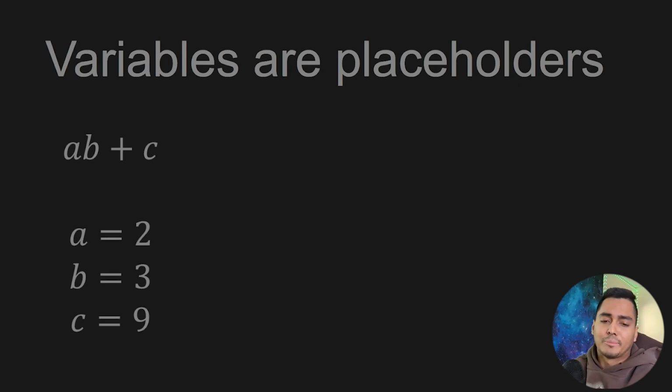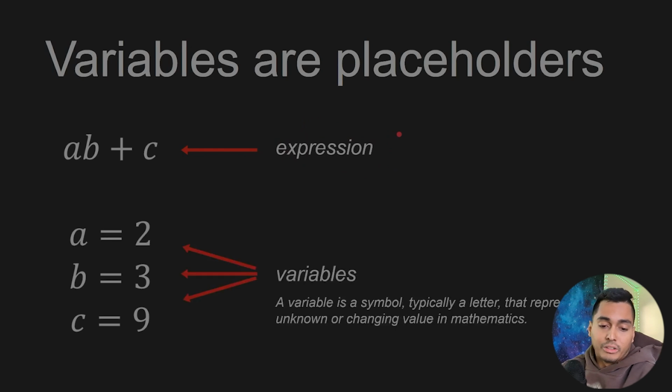Okay, so for our first example, let's say we have this expression, a times b plus c. This is known as an expression. So a times b plus c is an expression, whereas a, b, and c are variables. The definition of a variable is a symbol, typically a letter, that represents an unknown or changing value in mathematics. So it can literally be any letter or symbol. It can be x, it can be y. Most commonly it's going to be x. But just know that variables are just placeholders. They store the value given by that letter, in this case a, b, and c.